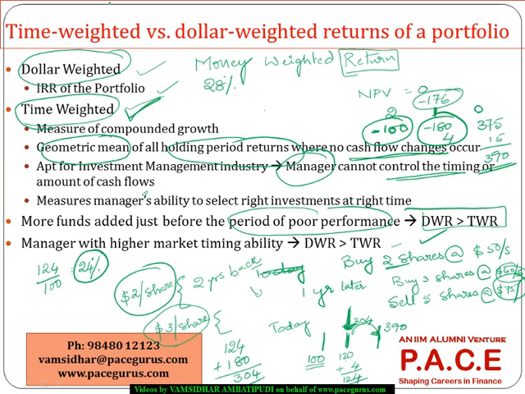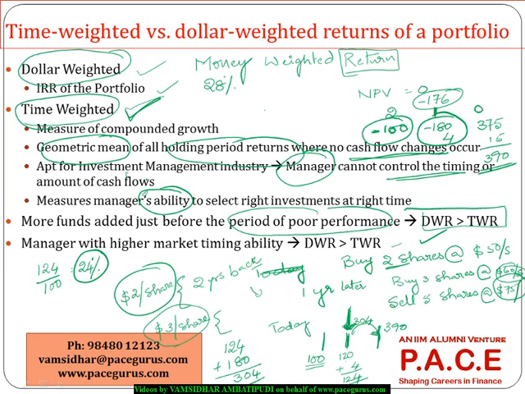So it even reflects the ability of the manager to select the right investments at the right time. This much capital I have today. Which securities or which asset classes need to be selected for the investment purpose?